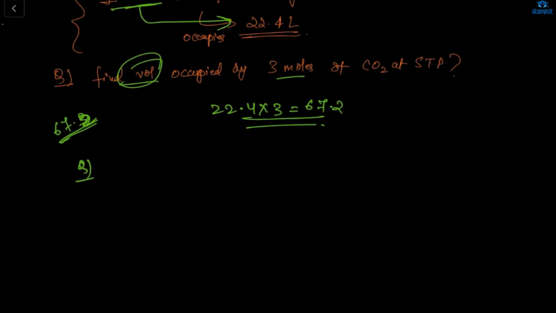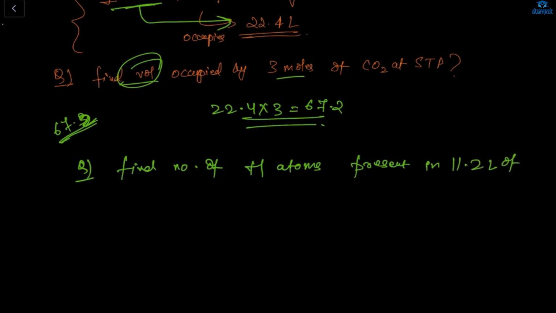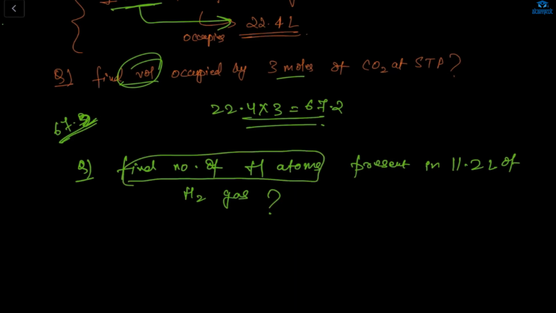Next question. You have to find number of H atoms which is present in 11.2 L of H2 gas. Okay, what you have to find? You have to find number of H atoms present in this much gas. Ma'am, 2 moles. How come 2 moles? Will you calculate? Now we will use that formula.